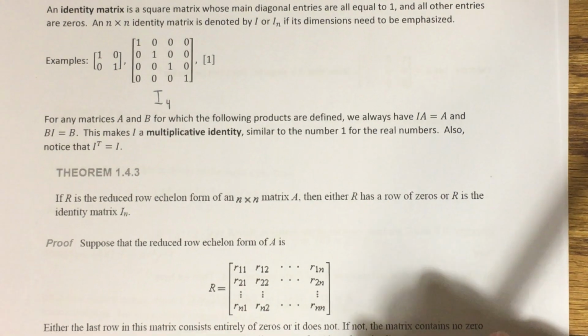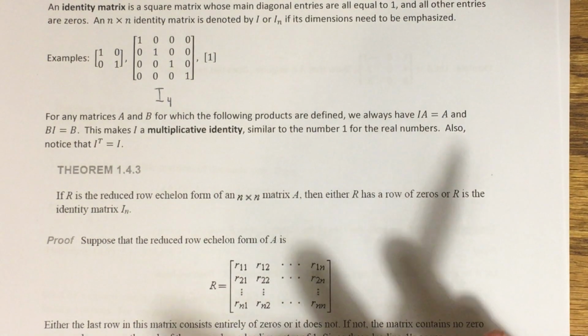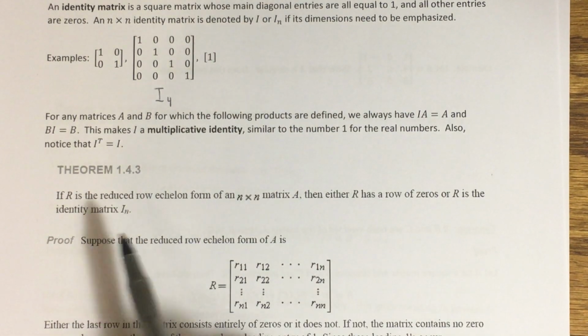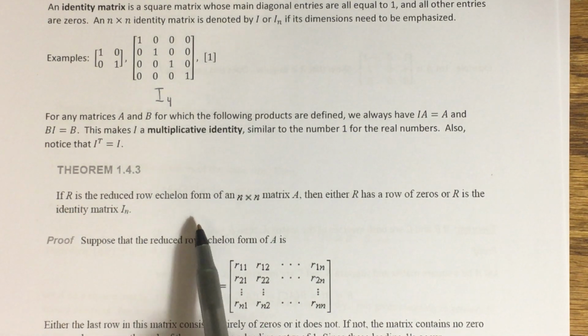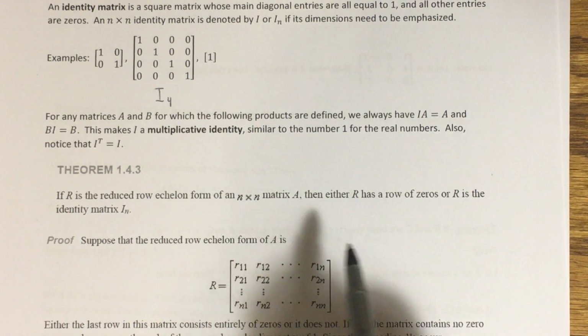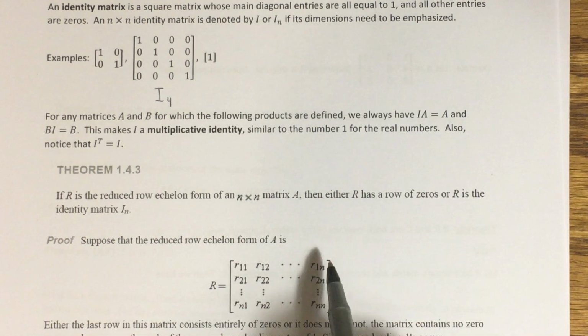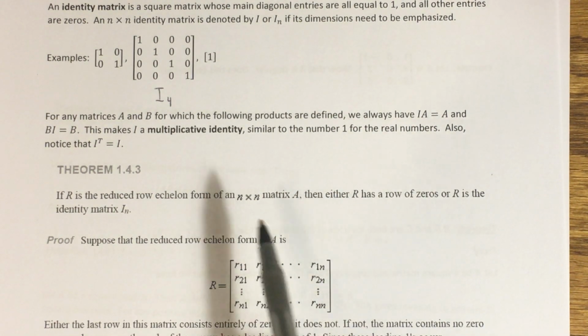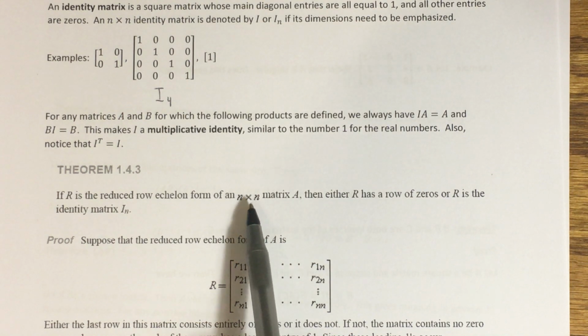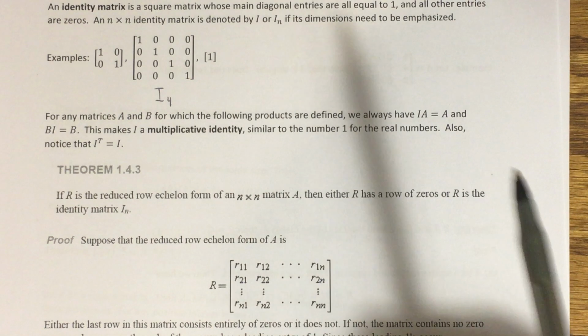All right. So having introduced that, we can now talk about this theorem. If R is the reduced row echelon form of an n by n matrix A, then either R has a row of zeros or R is the identity matrix. It has to be one case or the other. And it's important to note that we're only talking about square matrices here. N by n matrices would be square.